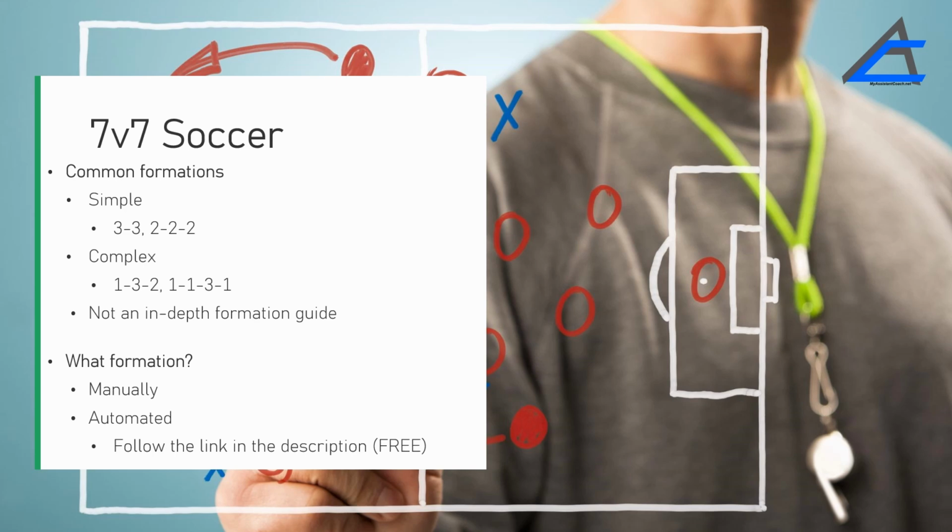There are a lot of formations that are used within the 7v7, but there are some that are more common. The 3-3 and the 2-2-2 are the simplest to teach and implement, while formations such as the 1-3-2 and the 1-2-2-1 are more complicated and require specific skill sets. Today's video is not an in-depth review of the possible formations. I'll touch on a few, but I will not be going deep because there are countless videos and guides on Google and YouTube that will go into depth on those.